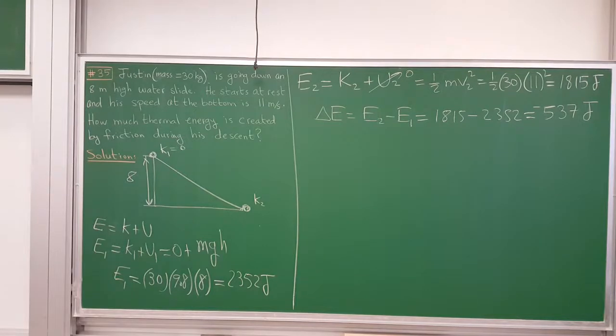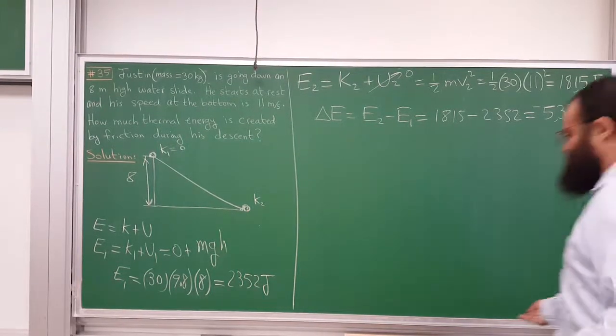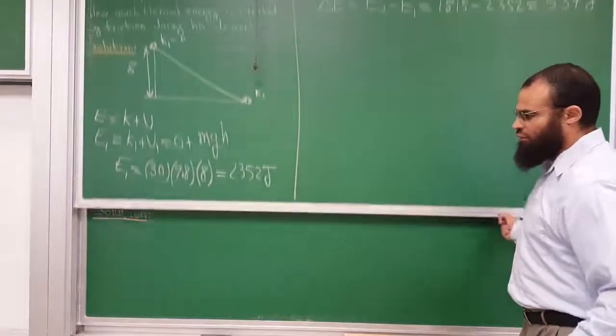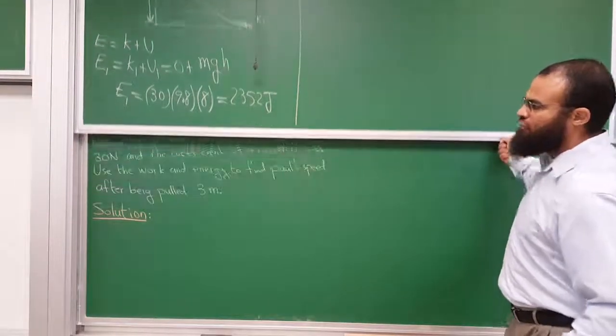Okay. We will go to the next problem here. Actually, let me just check that I have it correct. So 537, they have 540. Yeah, that's fine. They rounded. Let's go to the next problem.